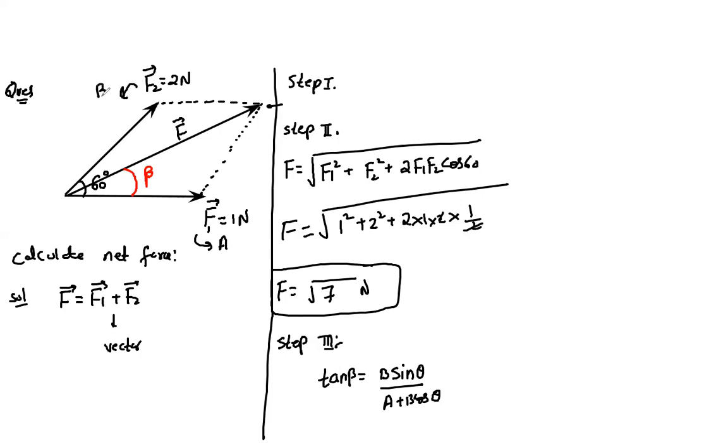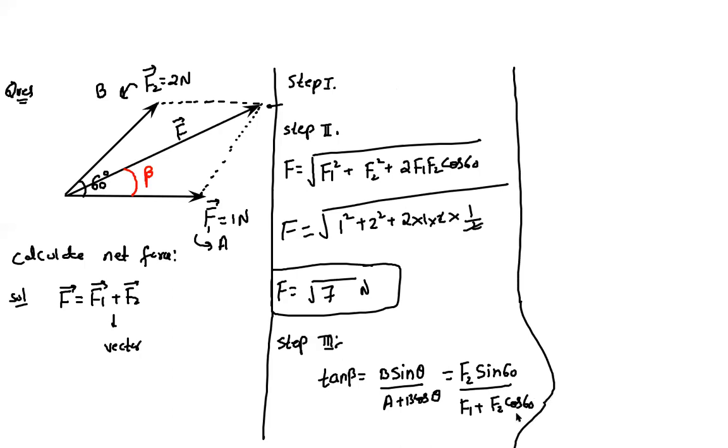Another one is b. I'm repeating it again. The vector with respect to which you take this angle beta is a, and another one is b. So we have defined this angle beta with respect to f1. So for me, a is f1 and b is f2. So this is f2 sine 60 divided by a, which is f1, plus f2 cos 60.